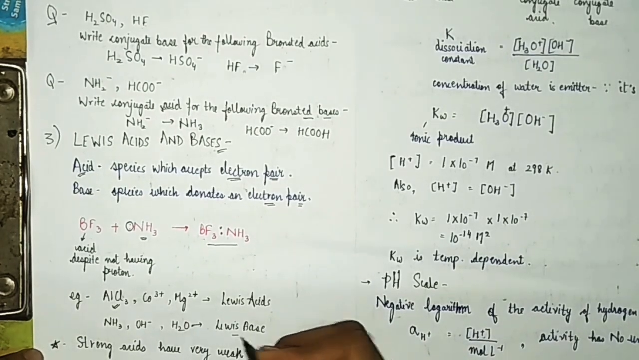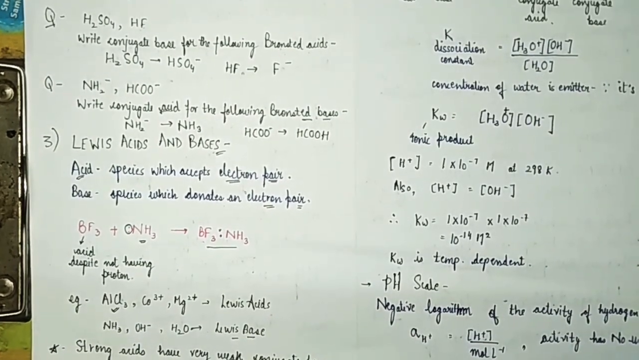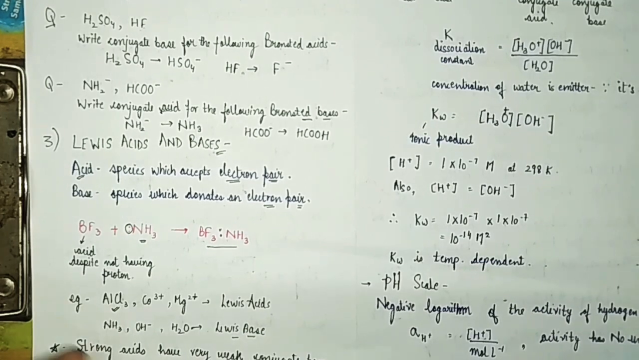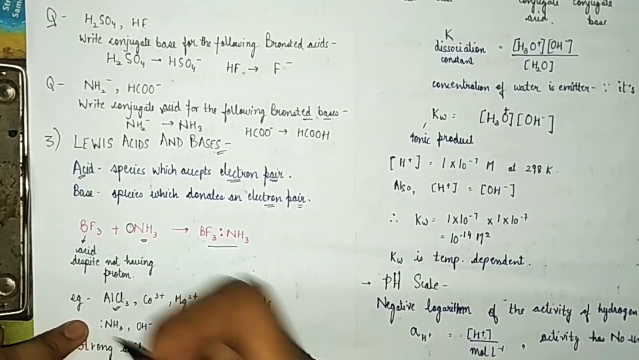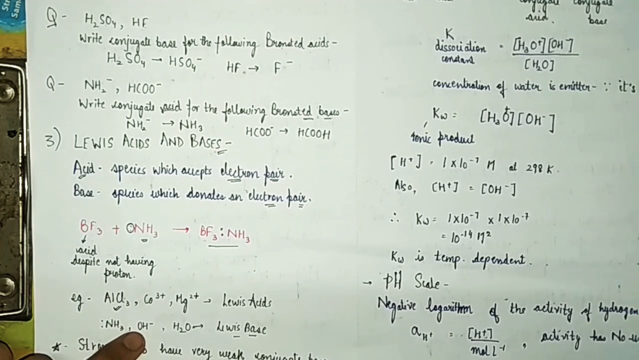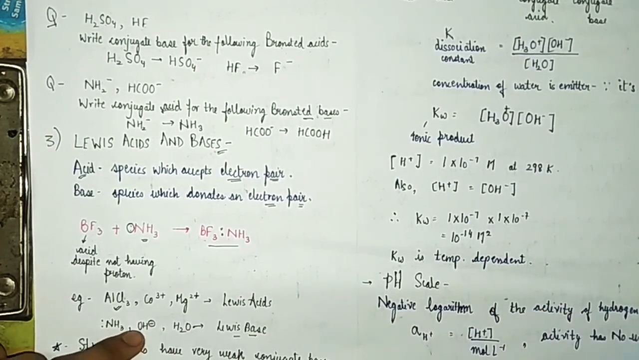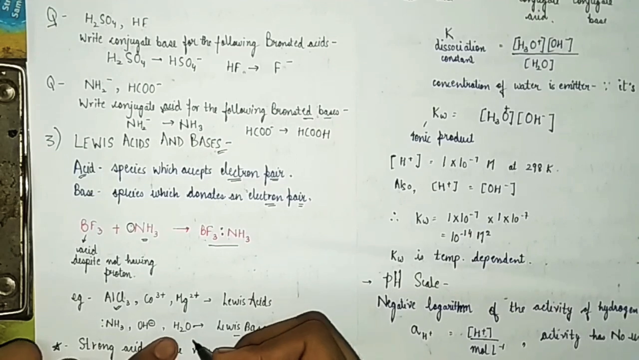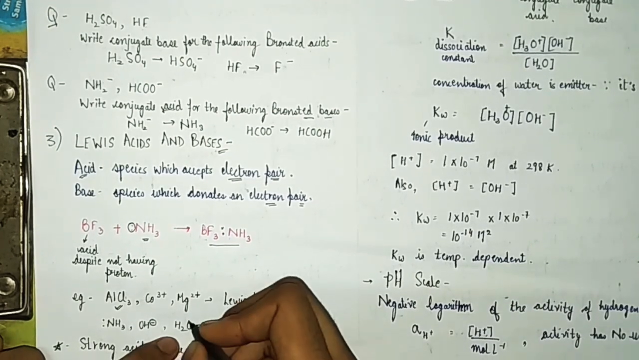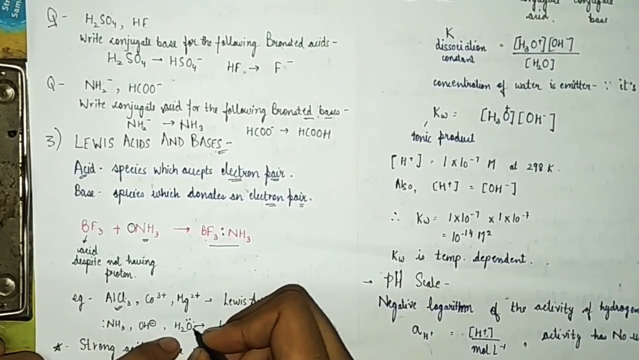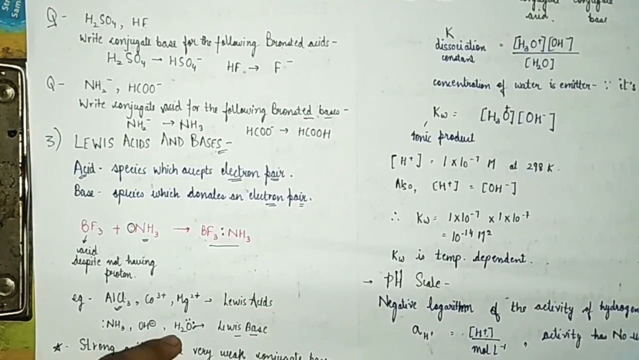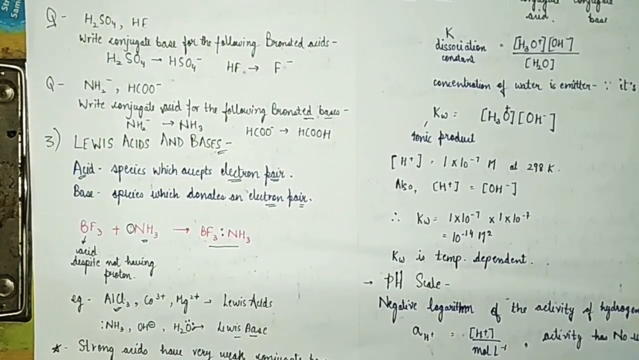Lewis bases are those which possess an electron pair to donate. This ammonia molecule has an electron pair, as we have seen here. Hydroxide ion, you have seen that this has a minus charge. A minus ion generally means it has 2 electrons, so that's why it's a Lewis base. Similarly, water molecule, you have seen that water has 2 lone pairs of electrons to donate, that's why it's a Lewis base.